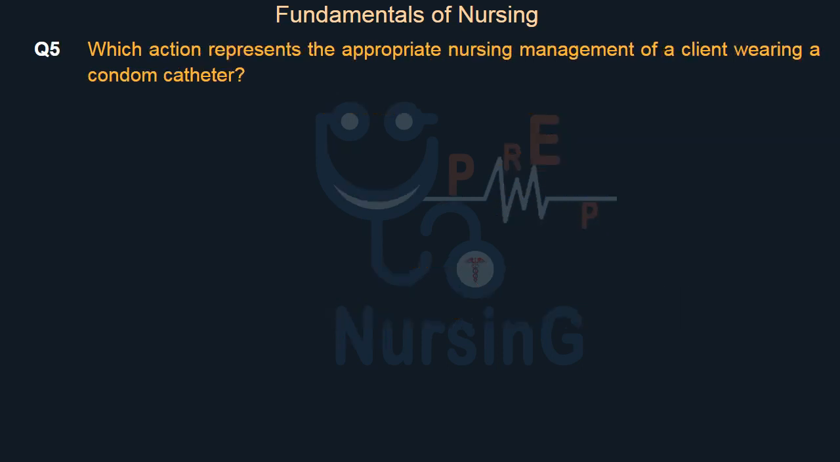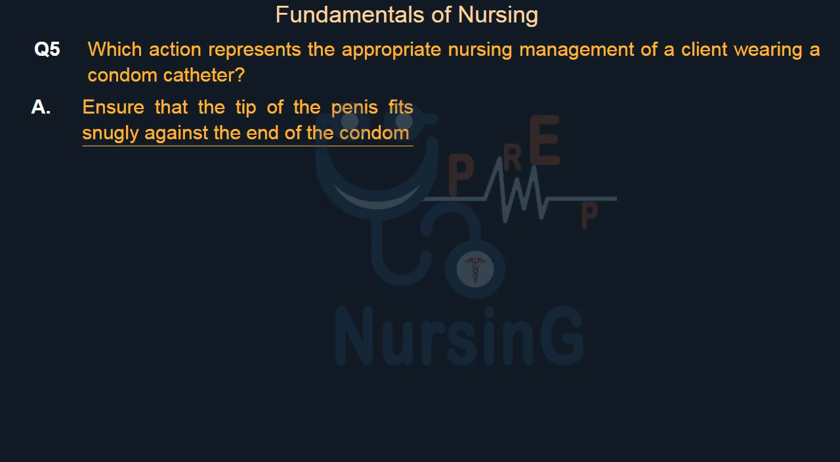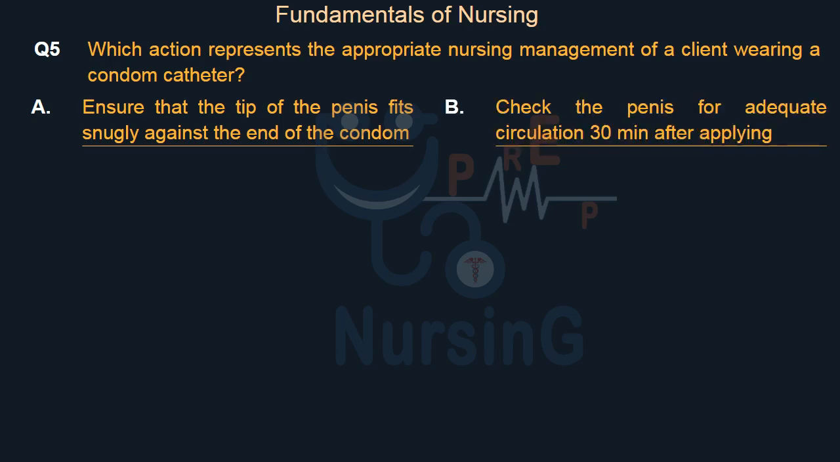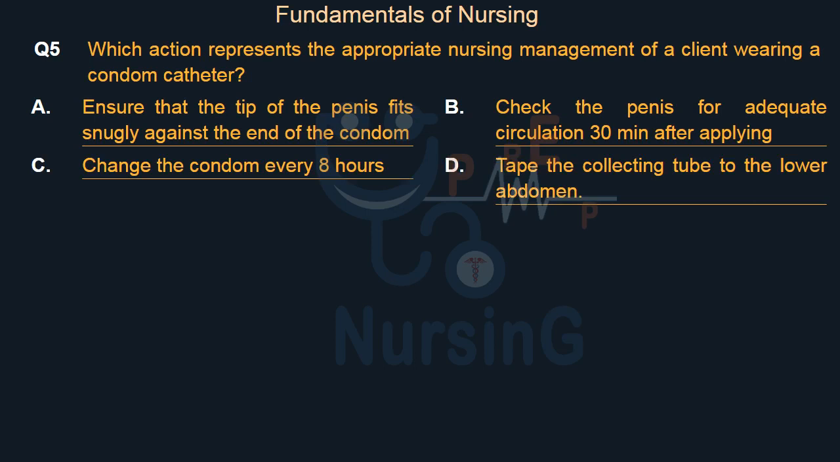Which action represents the appropriate nursing management of a client wearing a condom catheter? Option A. Ensure that the tip of the penis fits snugly against the end of the condom. Option B. Check the penis for adequate circulation 30 minutes after applying. Option C. Change the condom every 8 hours. Option D. Tape the collecting tube to the lower abdomen. Right answer is Option B.